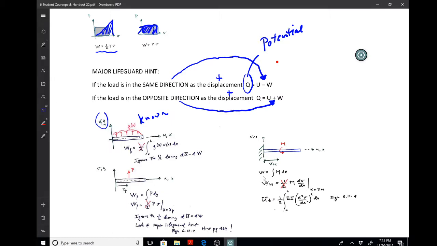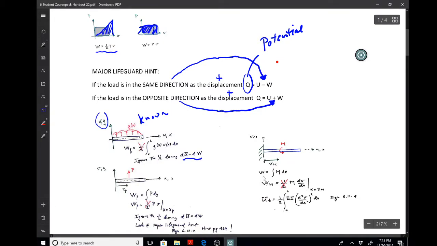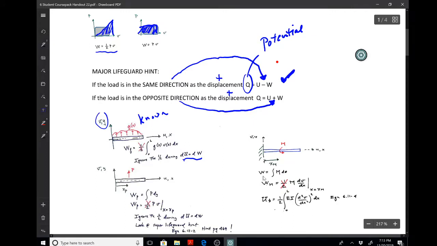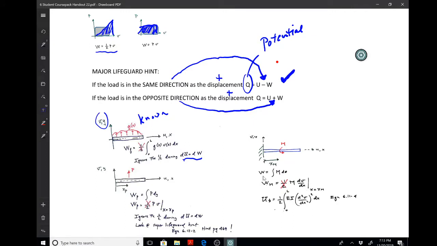I took it out here. Ignore the 1/2 during du is equal to dw, which would mean q is equal to 0. Here we're going to set q to be minimum, not 0. Notice I have q going up here and v going up, so that would be this case here of u minus w, because they match.